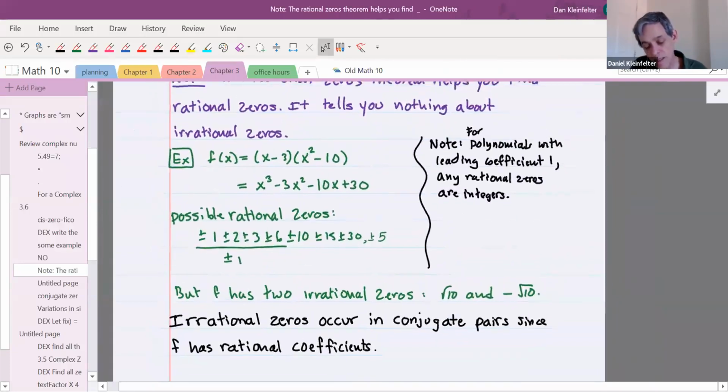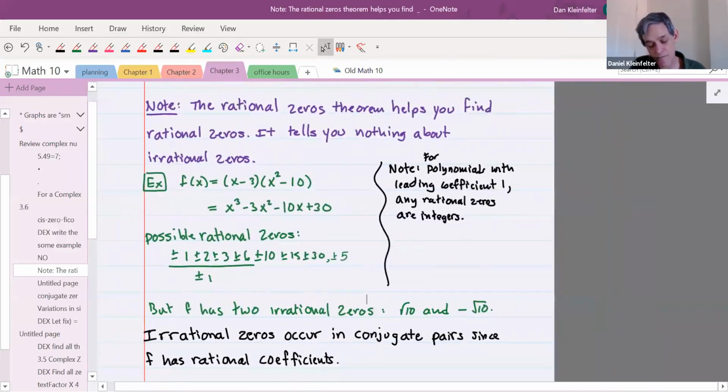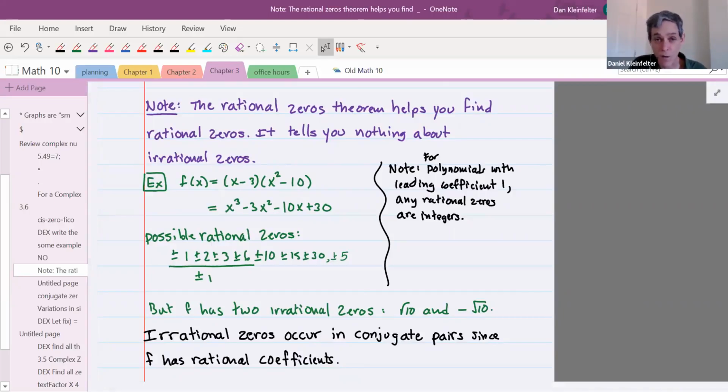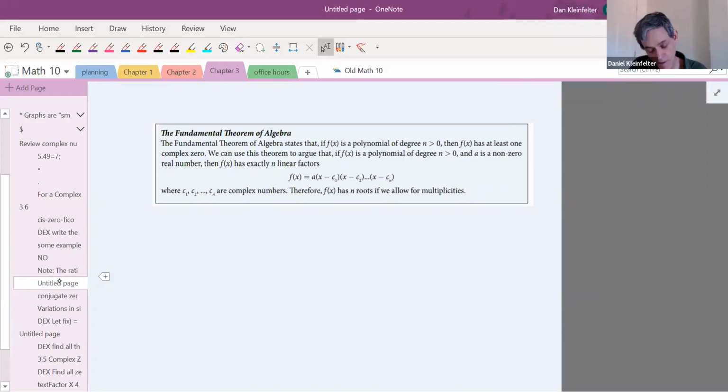All right, but the important piece to take away from this particular slide is that the rational zeros theorem will give you some clue about rational zeros. It doesn't tell you anything about irrational zeros one way or the other. You'd have to have something else to help you with that.